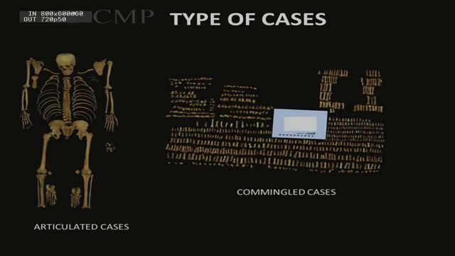So as I said before, we have two types of cases, articulated cases and commingled cases. Articulated cases are easier than commingled cases, so we can determine the biological profile, we select samples, and we can identify them more easily. For commingled cases, we need to spend more time. First, we need to determine how many individuals are represented in this grave. Then we need to separate the individuals as much as possible. Then we select the samples for the identification.